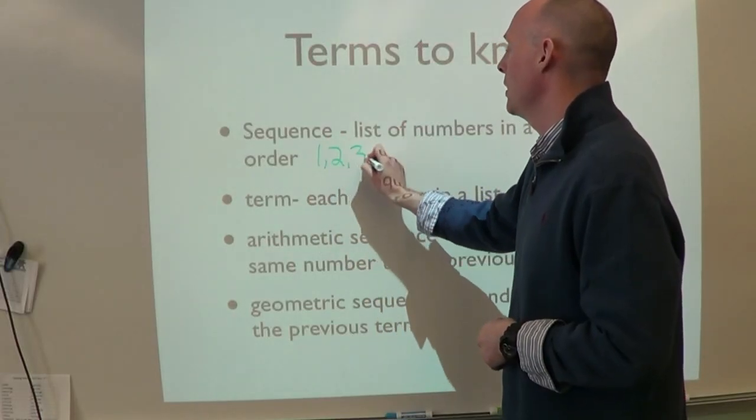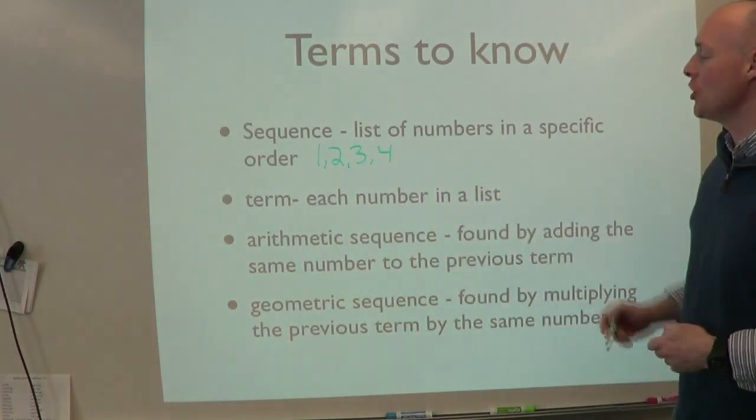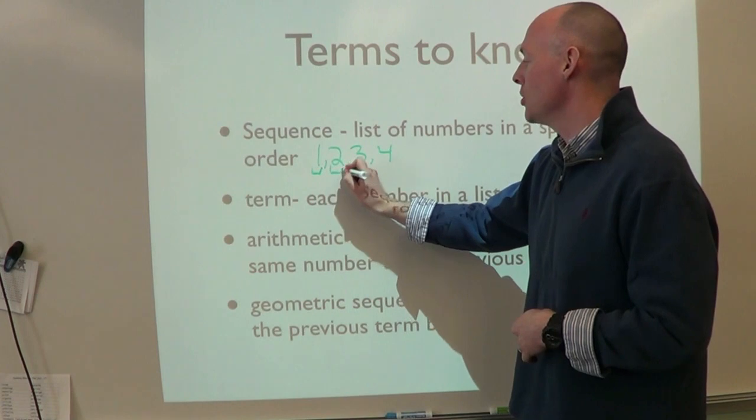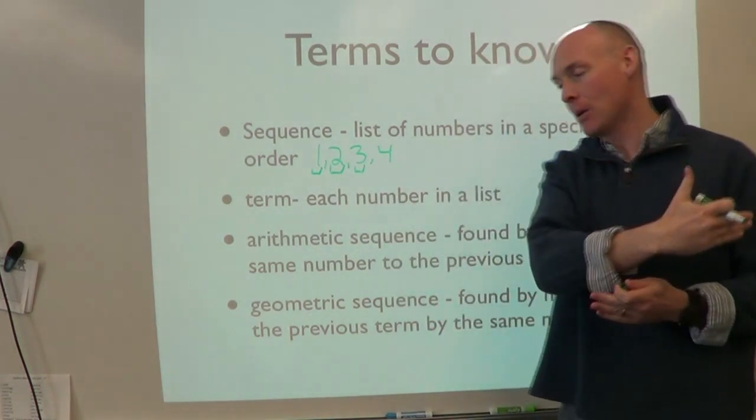1, 2, 3, 4. That's a sequence. A term is each number in the list. So that is a term, 2 is a term, 3 is a term. It's just the individual numbers in that sequence.